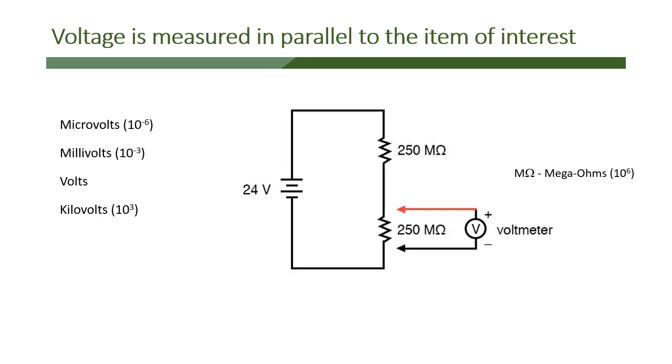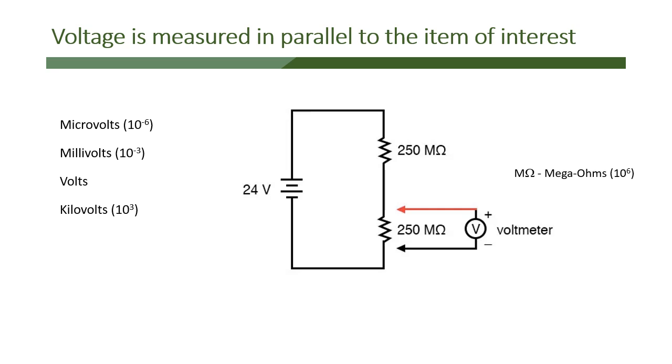So the common units you need to know are things like microvolts, millivolts, volts, and kilovolts. The thing that's going to be common here is micro, milli, kilo, and mega. So micro is 10 to the minus 6. That's a decimal point followed by 6 zeros. Millivolts is 10 to the minus 3, which is 0.001 volts.